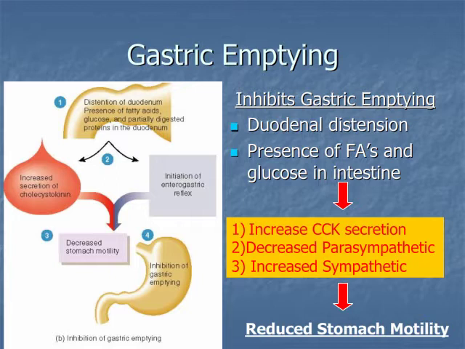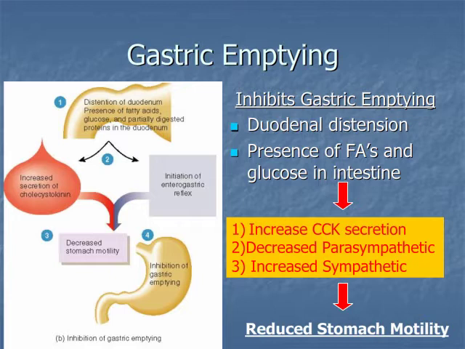The other thing that can inhibit gastric emptying is the presence of those fatty acids or glucose in the intestine. And so if you eat a very, very fat-rich meal, it's going to have a lot of fatty acids in there, and these fatty acids are going to bind to the intestinal epithelium, and they're going to cause increased secretion of cholecystokinin and also decreased parasympathetic nerve impulses.